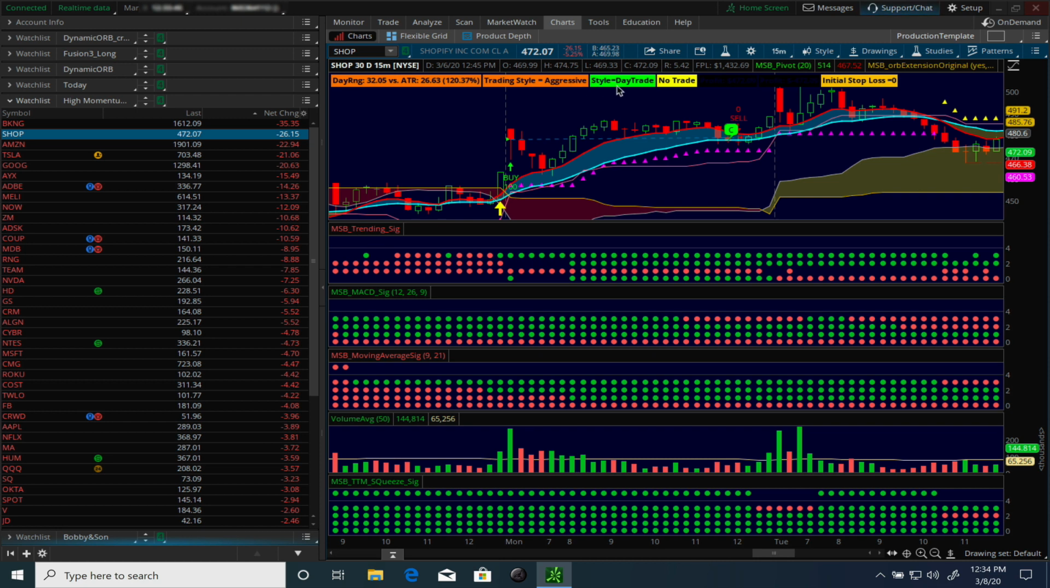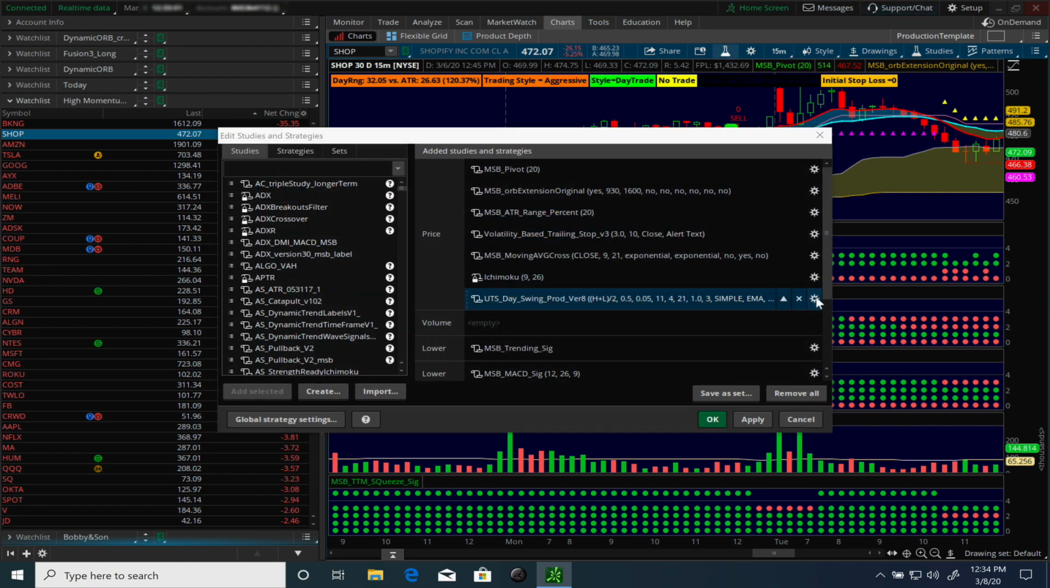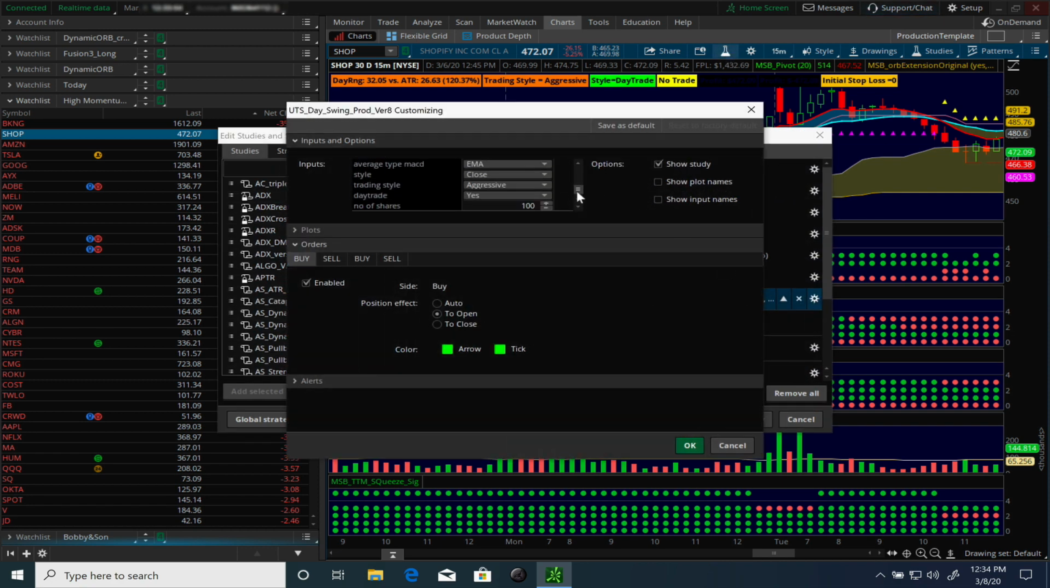And now I've added an option which is called day trade or swing trade. The way you adjust that is by going into the gear here, sliding down, and then here's where you adjust for aggressive or conservative. And now you have an option called day trade. It's yes or no.